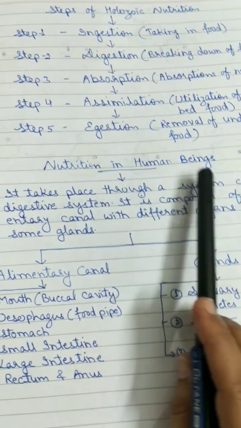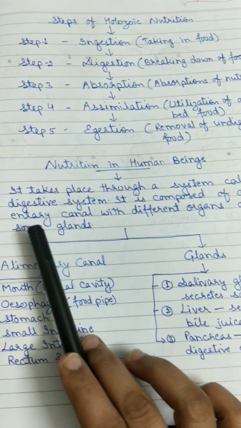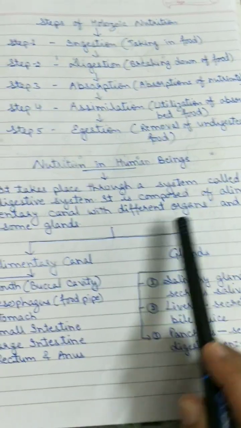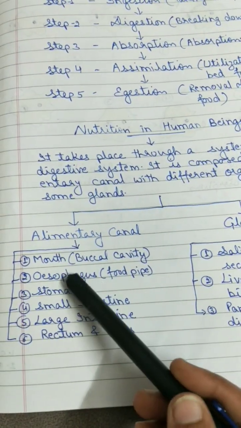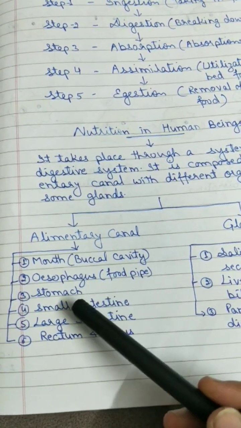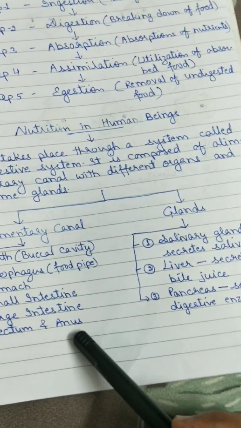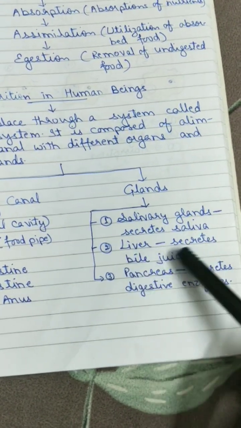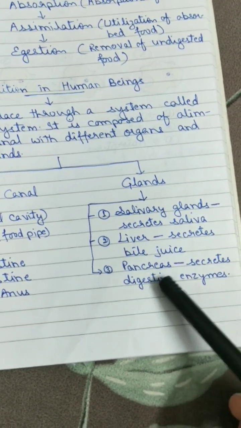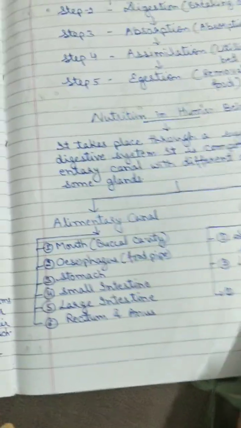Nutrition in human beings takes place through a system called the digestive system, and it is composed of the alimentary canal with different organs and some glands. The alimentary canal has different parts like mouth, esophagus, stomach, small intestine, large intestine, rectum and anus. And glands like the salivary gland, which secretes saliva, the liver, which secretes bile juice, and the pancreas, which secretes digestive enzymes. So these both are involved in the nutrition of the human body.